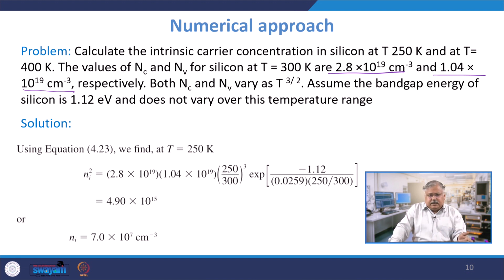We have already seen that point. If we assume that the band gap energy is 1.12 and that it does not vary with temperature, but strictly that is not the case, assuming at this stage it does not vary, then you are told to find out the intrinsic carrier concentration.